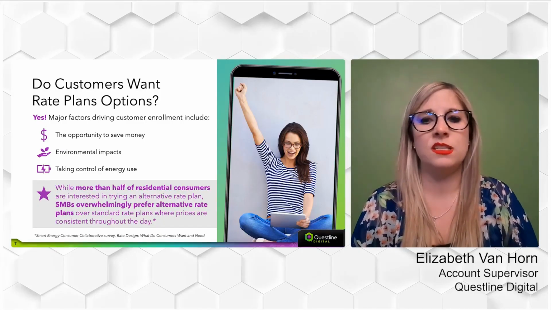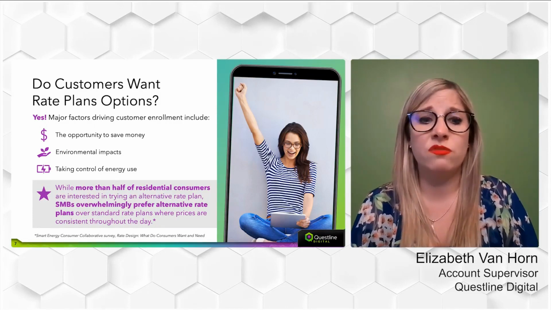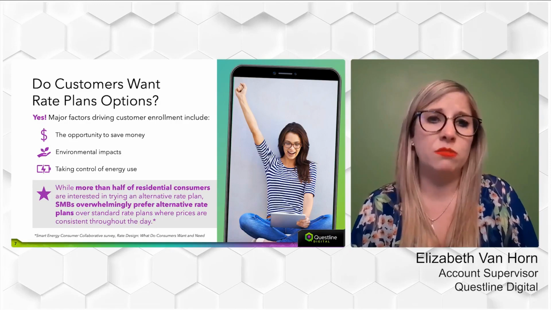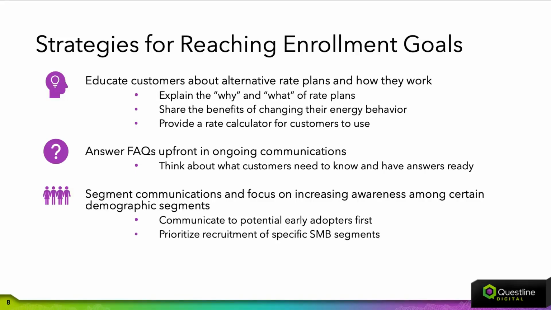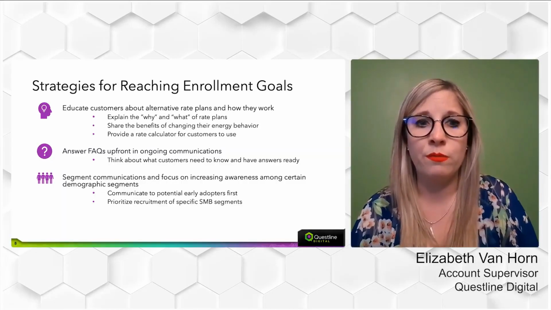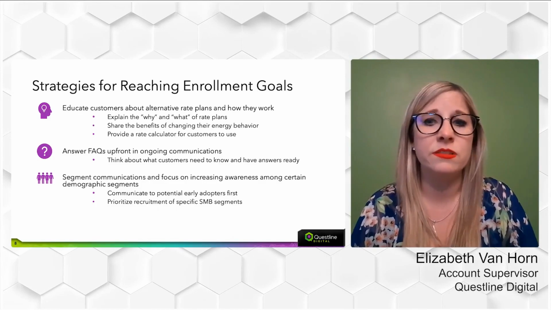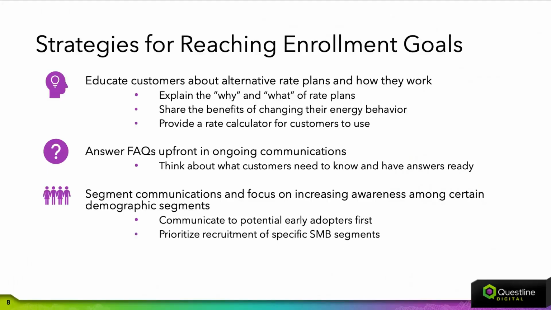Knowing these influences on customers and knowing that they want alternative rate plans, how do we increase enrollment? Well, there's a few strategies we can put into place. First, we need to educate, and educate. Customers don't know what they don't know. They've been paying for electricity the same way for over 140 years. Even though customers are aware that alternative rate plans exist, don't assume that they know how their rates work or how monthly bills would be affected.